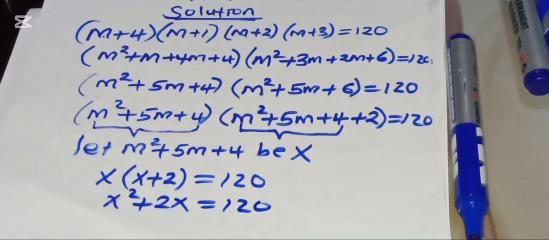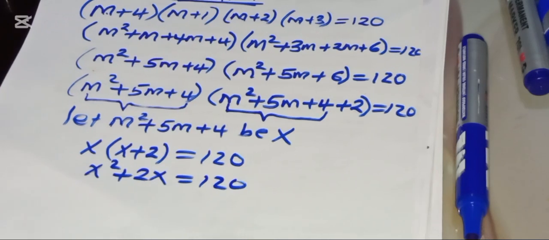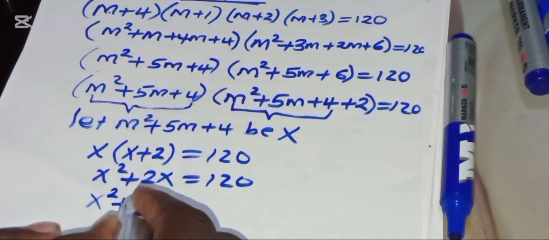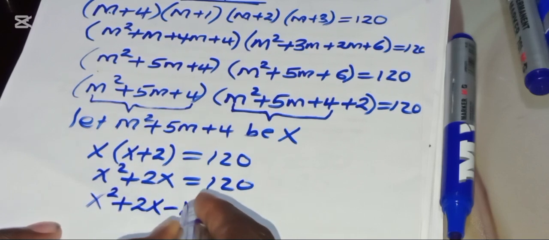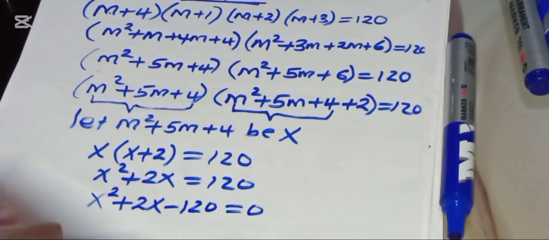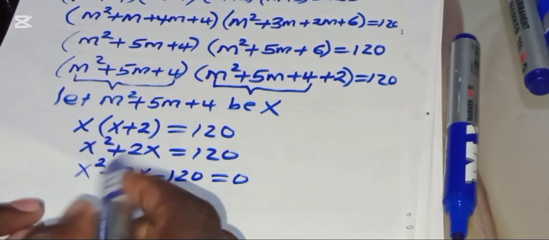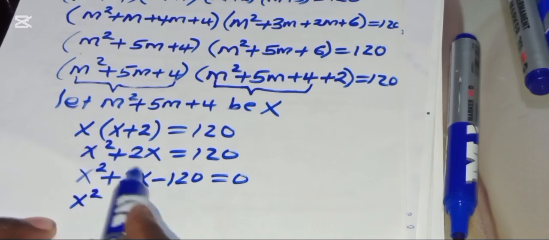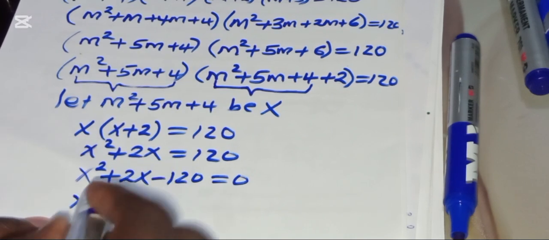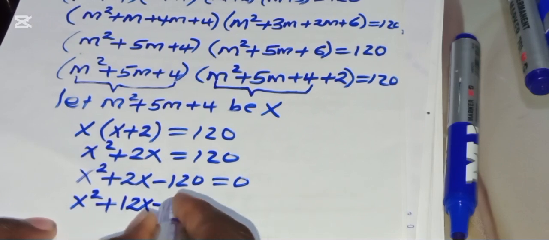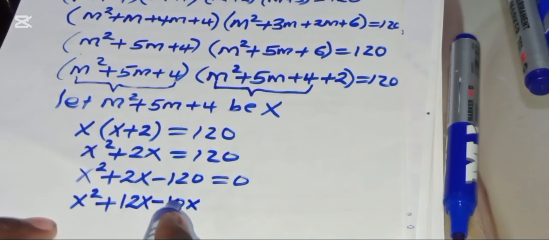All right. So from what we have here, we form a quadratic equation, which is x squared plus 2x subtract 120, this is equal to 0. Now we can express 2x as 12x subtract 10x, because 12 minus 10 is the same thing as 2, and 12 times negative 10 is negative 120.